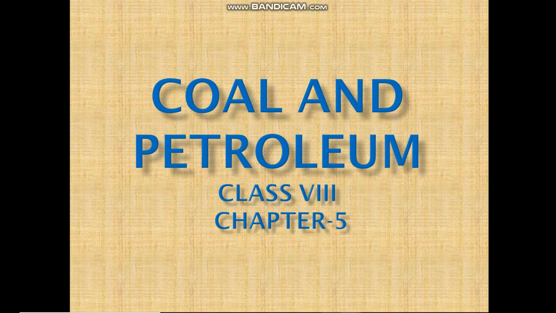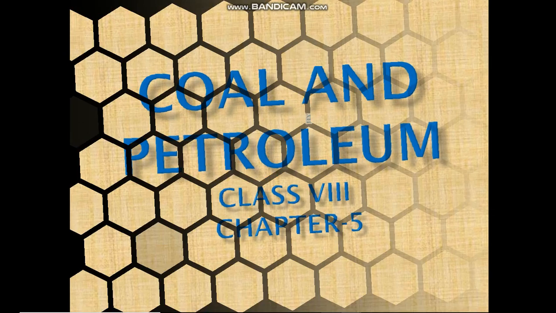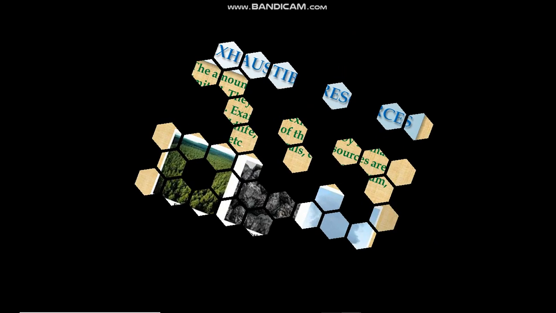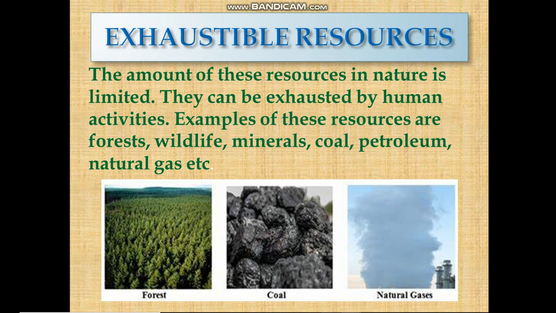So, as we know, to fulfill needs we derive energy from various sources available in nature. We need energy for carrying out various processes, right? So the sun is the ultimate source of energy. Some of the other sources are air, water, coal, and petroleum, etc. Sources of energy are of two types here, students. See here, the first are the exhaustible resources.